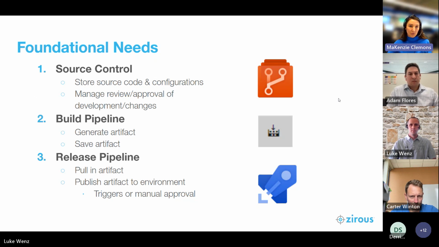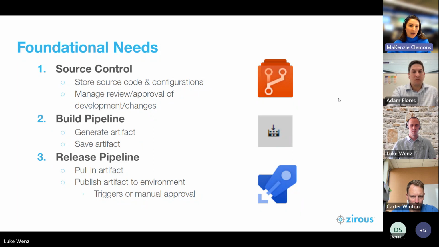And then moving on to number 2 of the foundational needs, we have a build pipeline. Within a DevOps build pipeline, the goal is to generate an artifact and save that artifact to be used in the future. This is also the location within the build pipeline where we're translating that code from the source control foundational need 1 into an artifact. So the result of the build pipeline is something that is packaged up and ready for number 3 foundational need, which is a release pipeline.